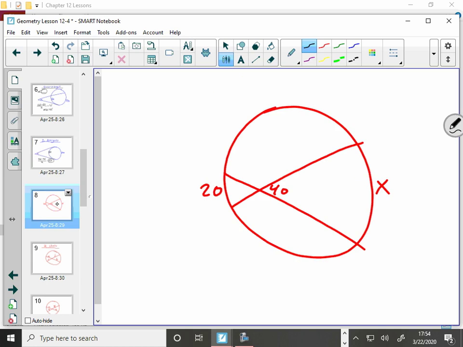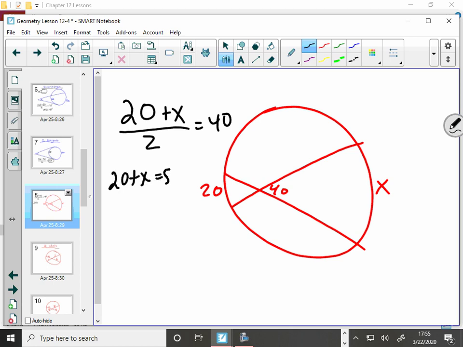Here's an example where instead of looking for the angle, you're looking for the arc, but you do the same thing. You add the two arcs. The arcs are 20 and x, and you add those together and divide by 2. When you add 20 plus x together and divide by 2, you have to get the angle. So multiply both sides by 2. 20 plus x equals 80. Subtract 20, and x is 60.